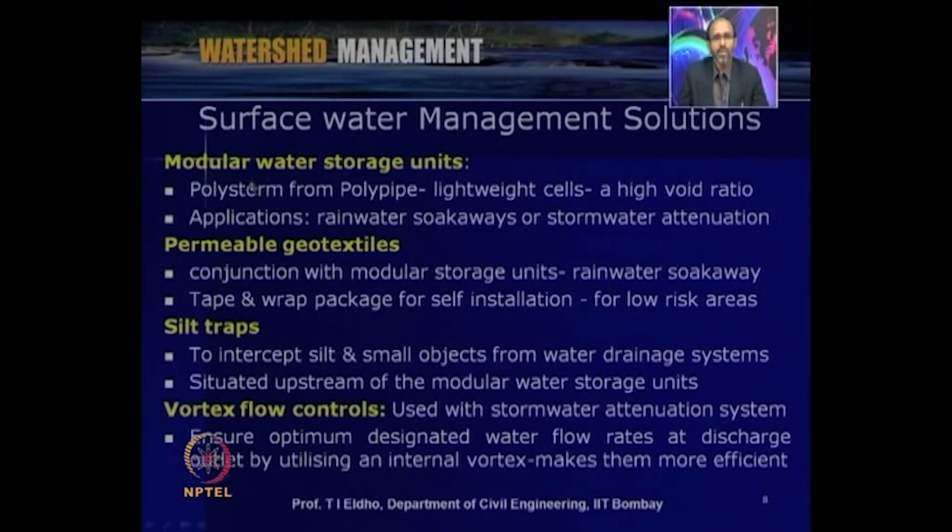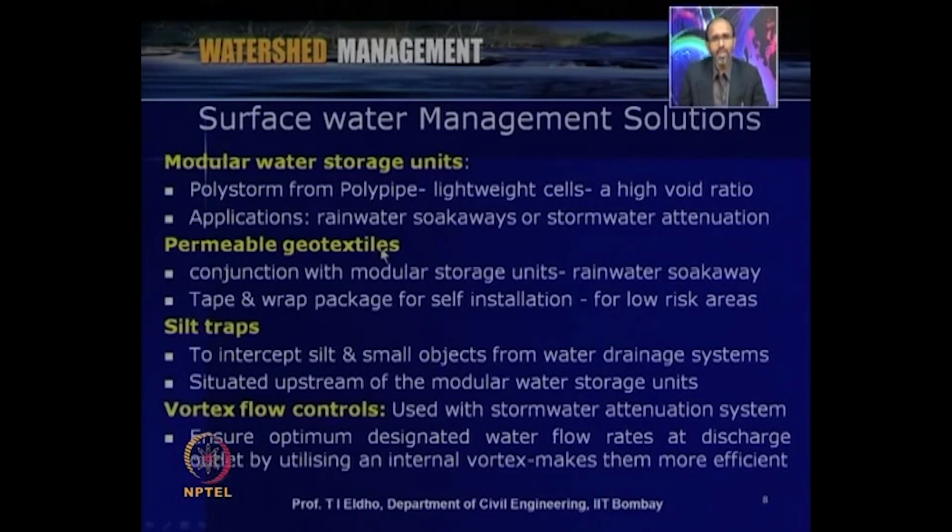So, that way some of the things generally used to give appropriate treatment for surface water include modular water storage units, permeable geotextiles, silt traps, vortex flow controls. Modular water storage units means we can have systems like Polystone from Polypipe, lightweight cells with a high void ratio. Applications include rainwater soakways or stormwater attenuation. So, we can give appropriate treatment for rainwater or stormwater, and then we can use it for various purposes.